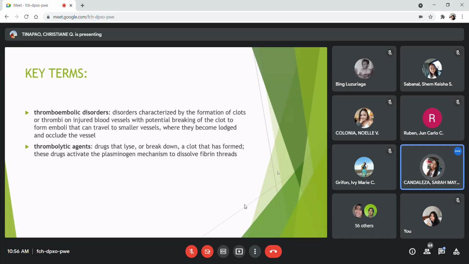Thromboembolic disorders. Disorders characterized by the formation of clots or thrombi on injured blood vessels with potential breaking of the clot to form emboli that can travel to smaller vessels where they become lodged and occlude the vessels. Thrombolytic agents. These are drugs that lyse or break down a clot that has formed, and these drugs activate the plasminogen mechanism to dissolve fibrin threads.